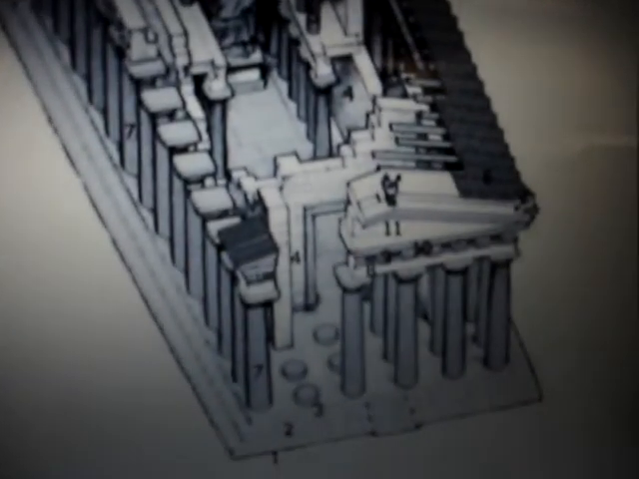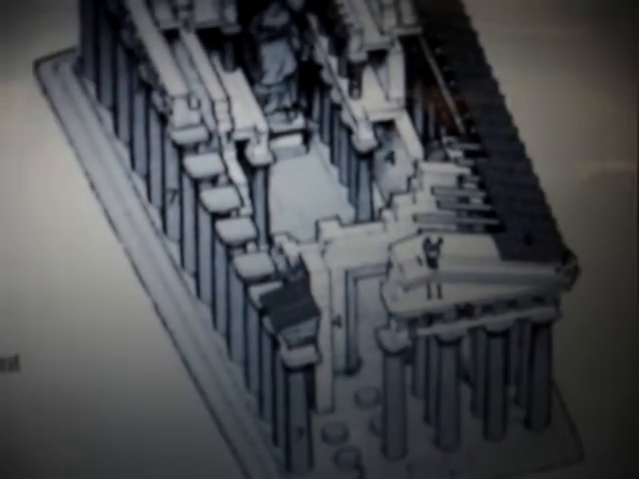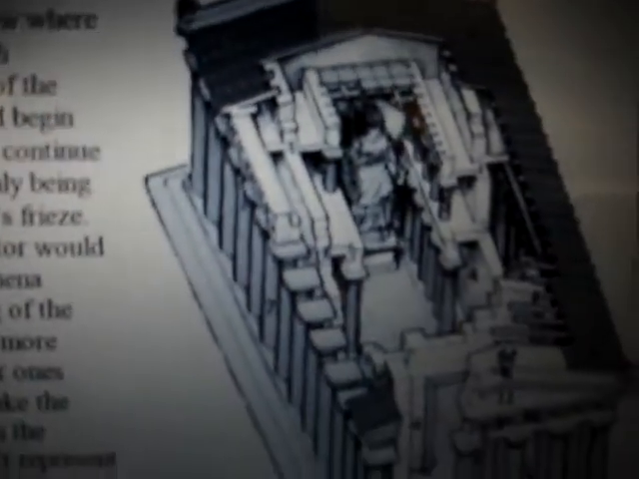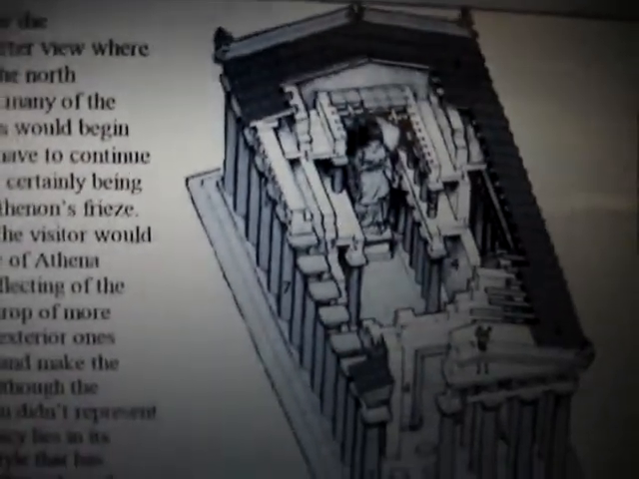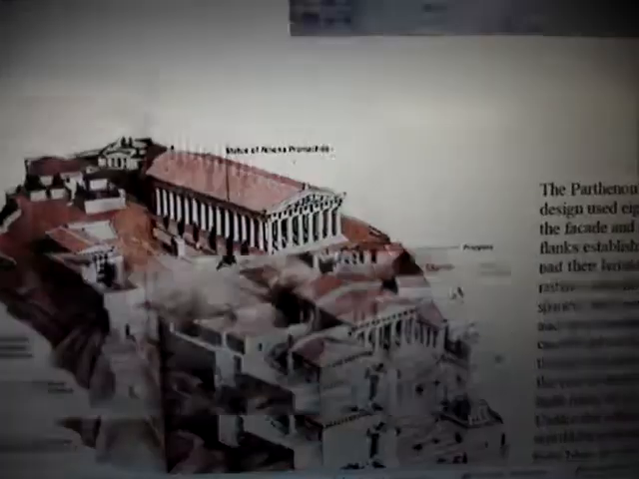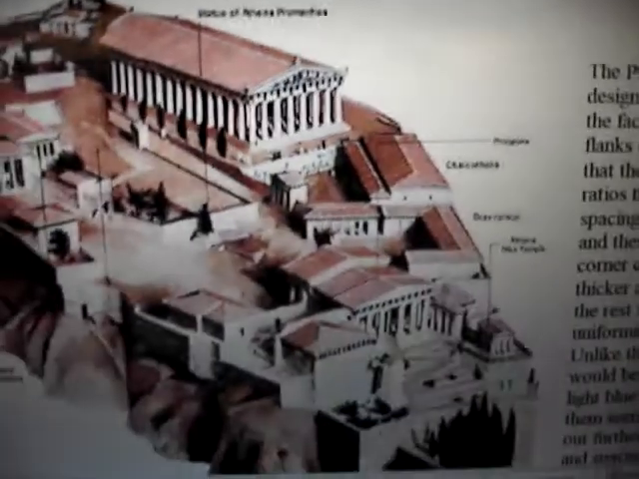Given this intent, the designers of the Parthenon made sure that a smooth transition was allowed with the different layered aesthetic elements. A visitor to the Acropolis would first see the Parthenon's impressiveness in three-quarter view, where they would see the west pediment and the north colonnade. As the visitors moved closer, many of the details of the exterior sculpture elements would begin to read clearer.